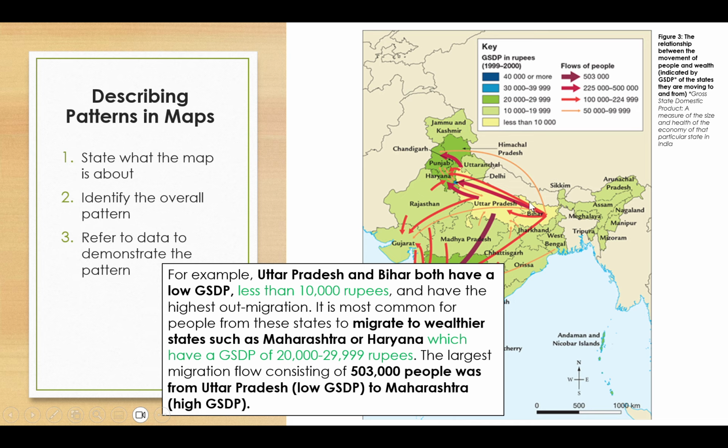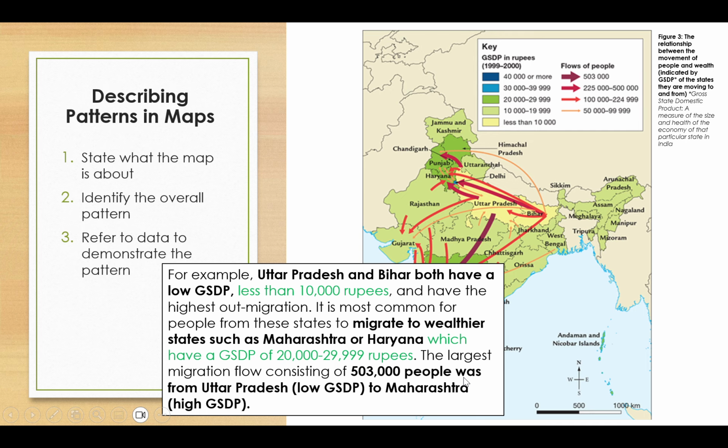By doing that, I have shown that there's a lot of people leaving the lower GSDP states. Now I need to say where they're going to, and they are generally going to states with higher GSDPs, such as Maharashtra or Haryana. How do I know that they are high GSDP states? Because looking at the key, they have 20,000 to 29,999 rupees. So that is now showing that generally the pattern is that these low GSDP states are moving to higher.